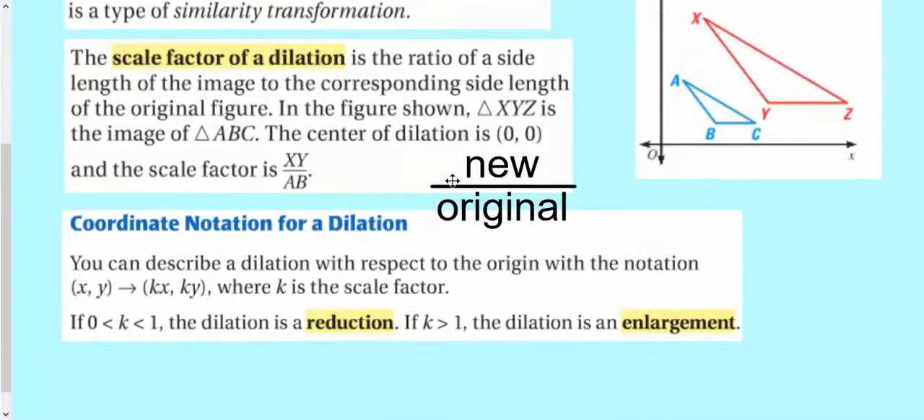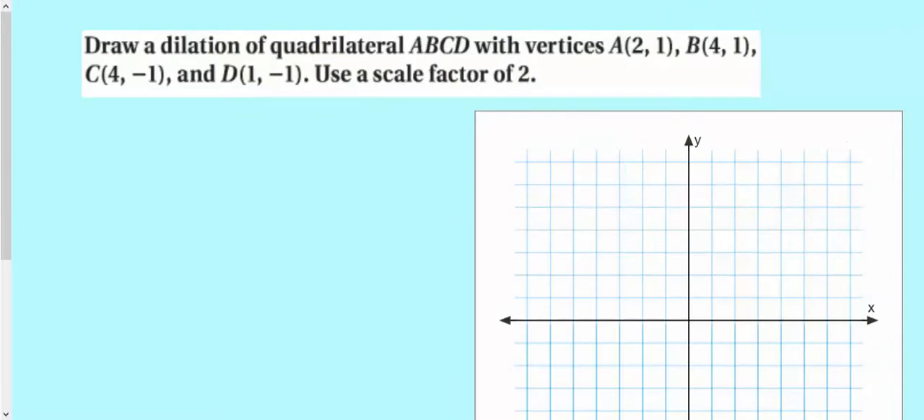So yeah, make sure this is in your notes. And then coordinate notation, you can describe a dilation with respect to the origin with the notation (x, y) to (kx, ky), where k is the scale factor. So basically we're going to take the x values and the y values and we're going to multiply them by a number. If k is a decimal or a number between 0 and 1, it's going to be a reduction. And if k is greater than 1, it's going to be an enlargement. So let's get started with this.